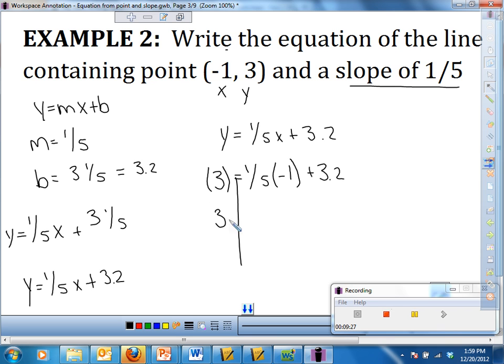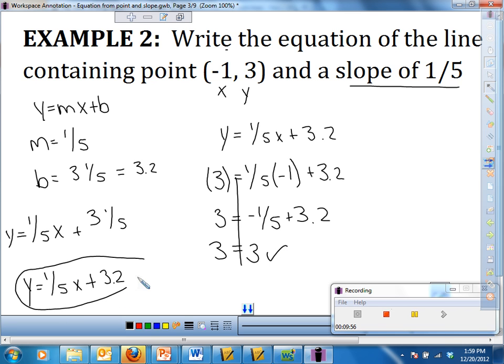I'm going to bring down my 3. 1/5 times negative 1 is negative 1/5. Bring down my plus 3.2. And negative 1/5 plus 3.2 gives us a positive 3. Our check worked. We got 3 equals 3. That means that our equation is true. So our equation and our answer to this question that goes through the point negative 1, 3 and has a slope of 1/5 is y equals 1/5 x plus 3.2.